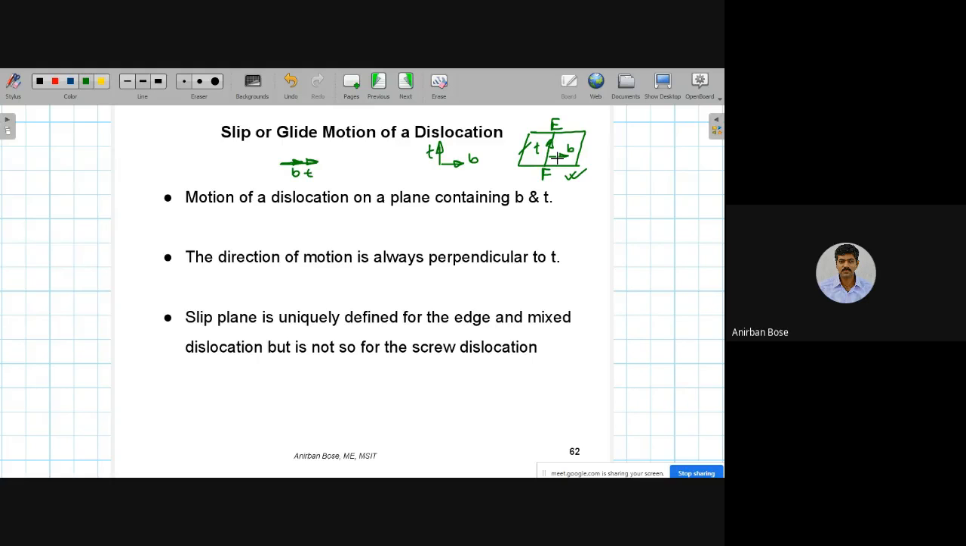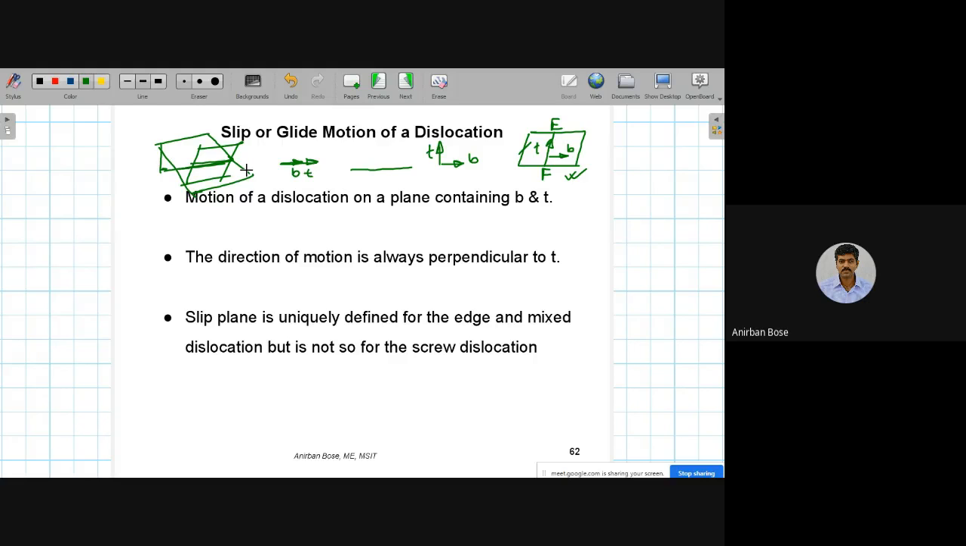But in case of screw dislocation, since B and T will form a single line, you can actually draw an infinite number of planes through that line. Through a single line, you can draw an infinite number of planes. So you can draw this plane, you can draw other planes, all containing this line.